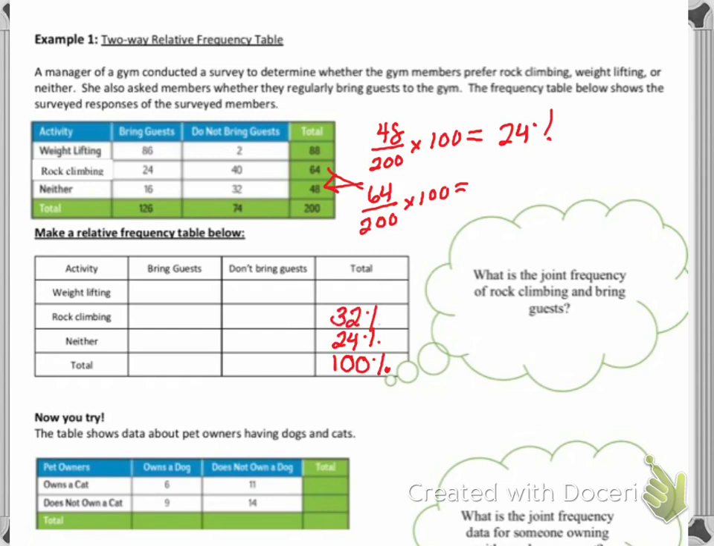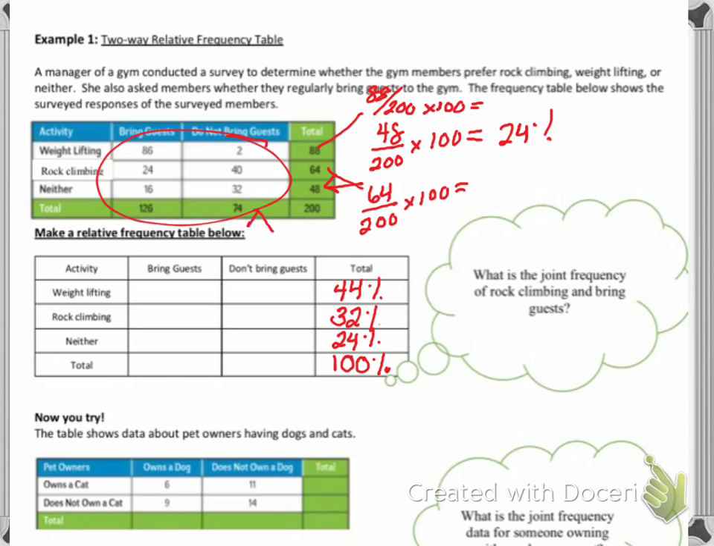And then finally with the 88, I could do 88 divided by 200 and multiply by 100 to get my percent of 44. Now I know I've done this right, and I always double check my work, because 44 plus 32 plus 24 will add up to 100. And if it doesn't, that means I did my math wrong. And I'm going to do that with the rest of these numbers here.